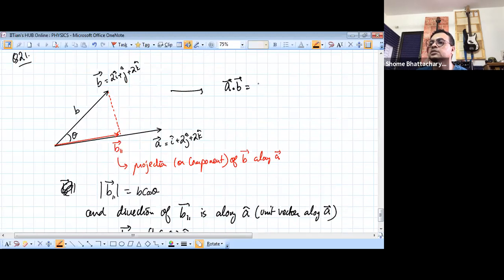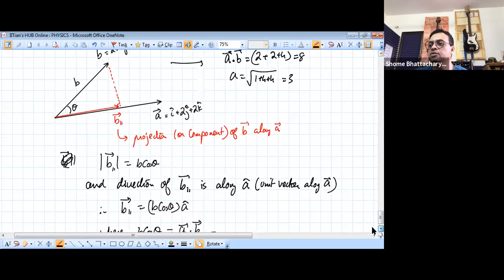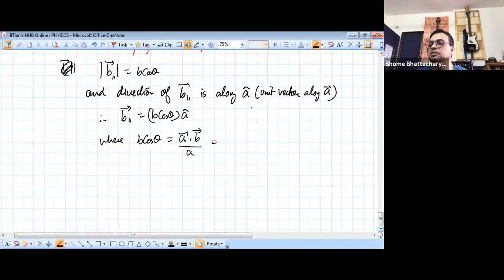A dot B is 2 plus 2 plus 4, so that is 8. And what is the magnitude of A? Square root of 1 plus 4 plus 4, so that is 3. So yes, correct. So this is becoming 8 by 3.